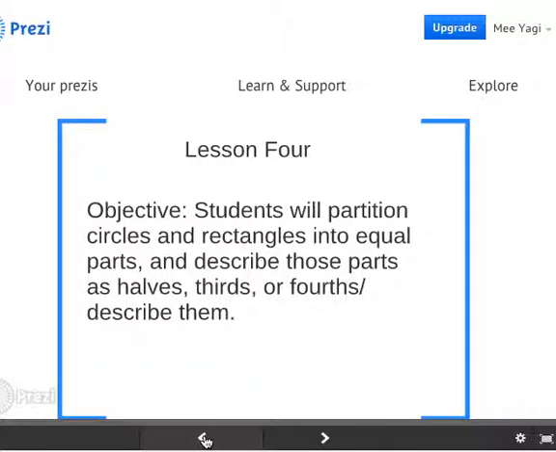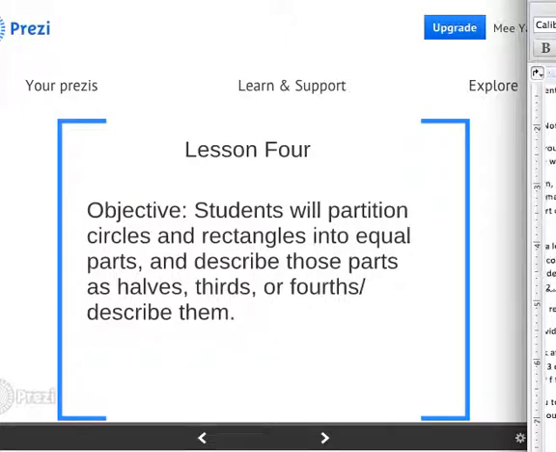Alright, boys and girls, we are ready for lesson 4. Our objective is students will continue to work on our understanding of equal parts. Today we will partition circles and rectangles into equal parts and describe those parts as halves, thirds, or fourths.